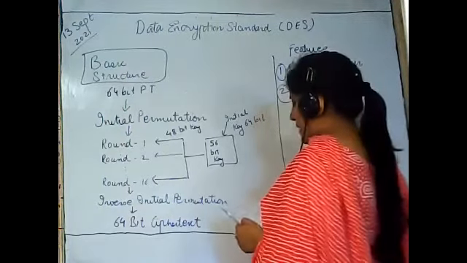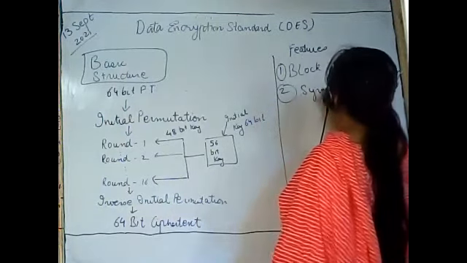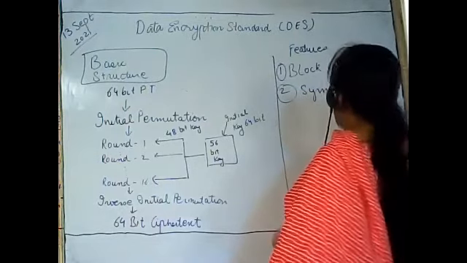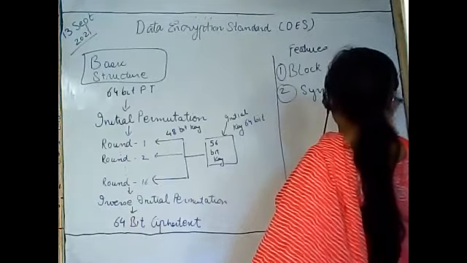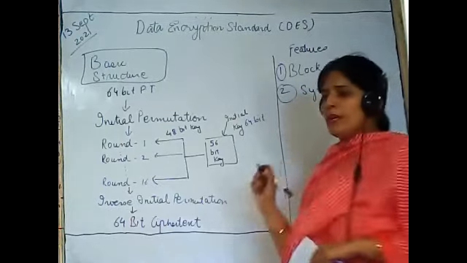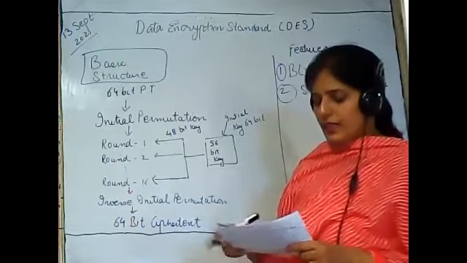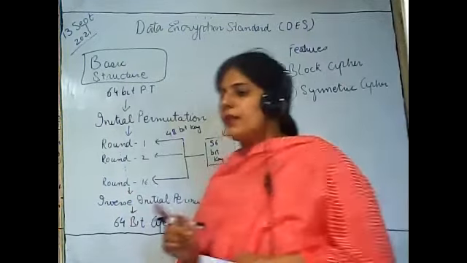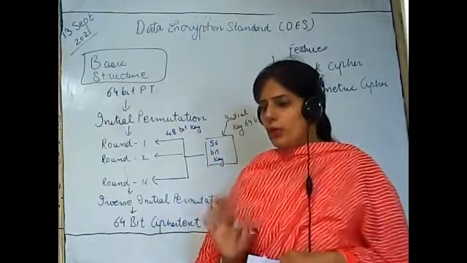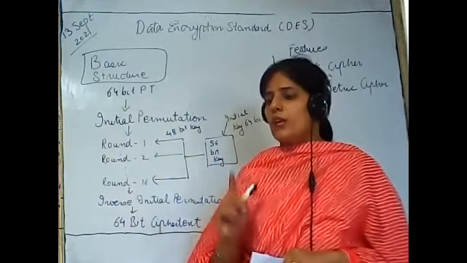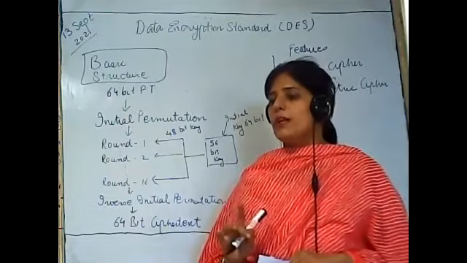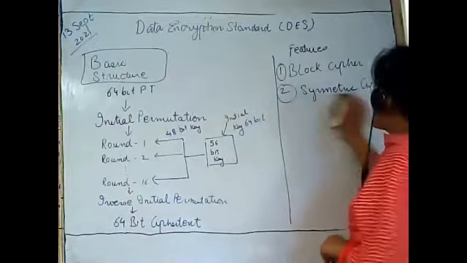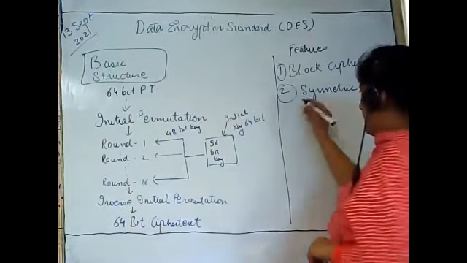The second feature is that this is a symmetric cipher. So DES, the Data Encryption Standard, follows the method of a symmetric cipher. What we mean by a symmetric cipher is that we use the same key for the encryption part and the same key for the decryption part. That's why we use the concept of a symmetric cipher.